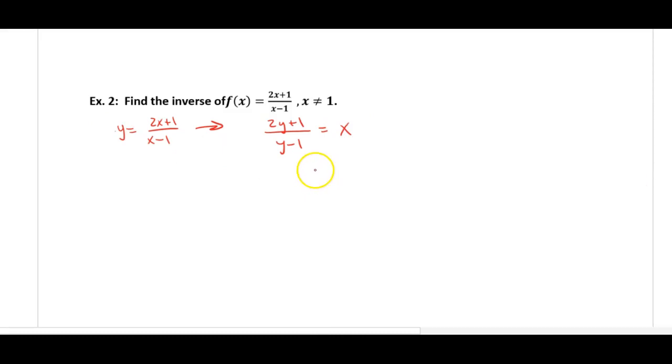Now when I go to solve this, the algebra can be tricky, though they're not all this difficult. I'm going to multiply first everything by y minus 1, because what that will do is get rid of the fraction. So I'll have 2y + 1 = xy, or x times (y - 1).